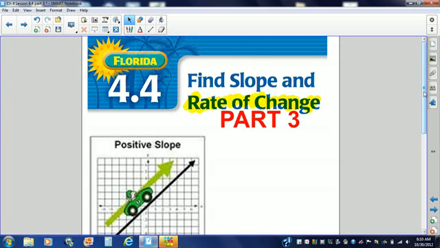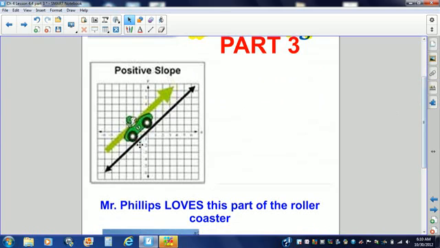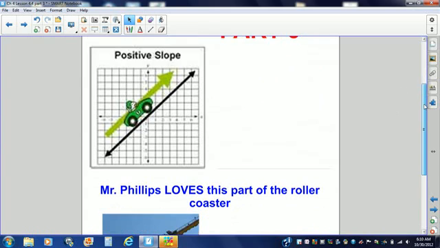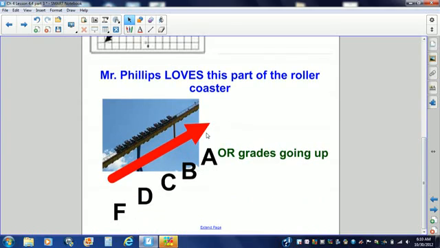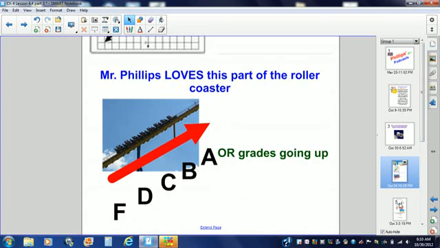A quick review from the last couple days. We said this is a positive slope. Mr. Phillips loves this part of the roller coaster. Up and to the right, positive slope. Your grades are going up. That is a good thing.